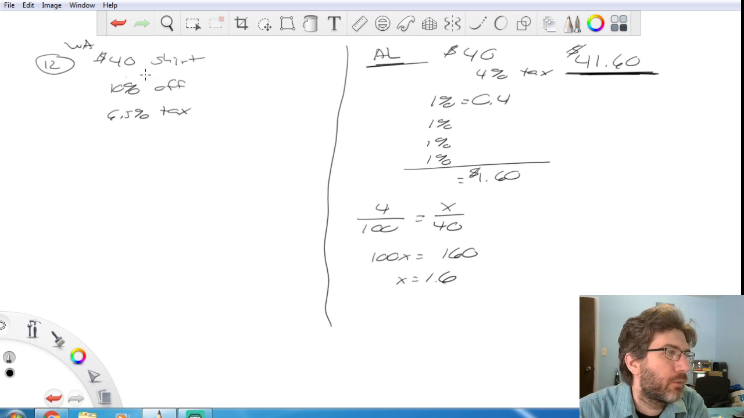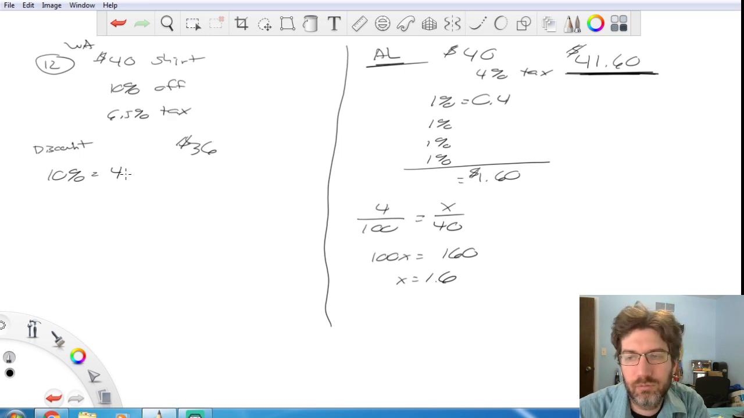Washington, we have this 10% discount. So let's find our discount first. So we're going to subtract 10% of 40. 10% of 40 is 4. So 10% off means you're paying $36, because 40 minus 4 gives you 36. Yeah, you can do it that way. It's whatever you're comfortable with. I showed you 3 different ways to do it today. Whatever you're comfortable with, go with that.